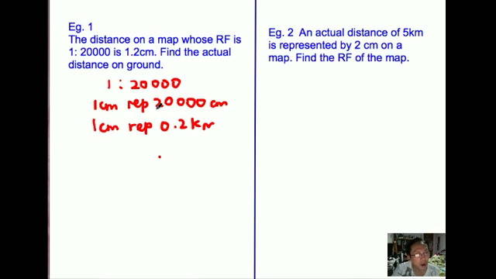The conversion of cm to km is done by dividing by 100,000. Therefore, 1.2 cm would represent 1.2 times 0.2, giving us 0.24 km.